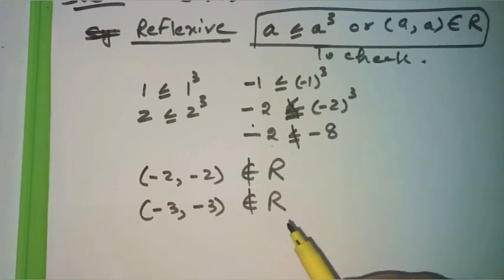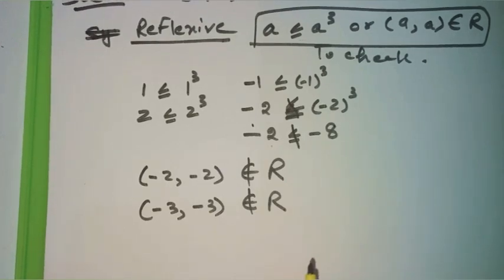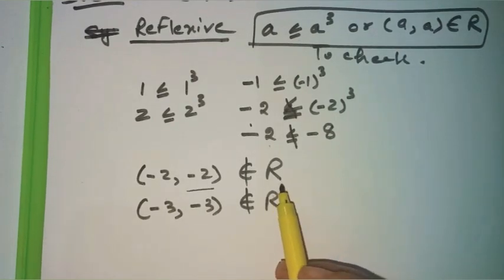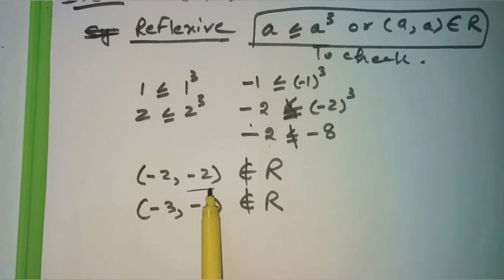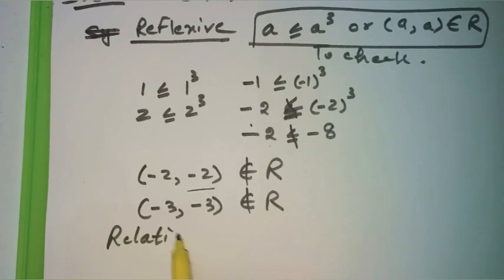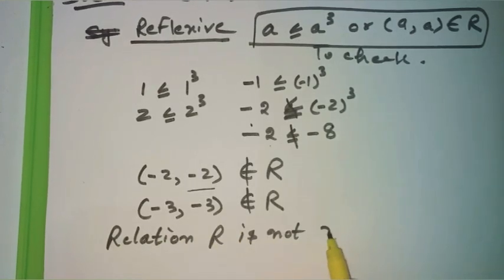Out of many real numbers, there will be many pairs which will belong to R, but even if there is one pair which does not belong to the relation R, that means the relation R is not reflexive, because it does not contain all the doublet pairs of real numbers. So the result is: relation R is not reflexive.